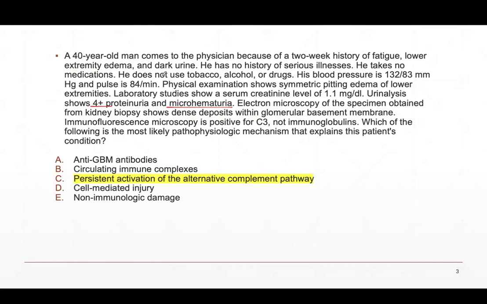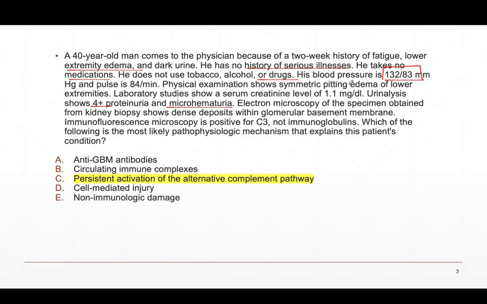So this patient has 4+ proteinuria and microhematuria. And before we get to the labs, let's go to the history. He has lower extremity edema. No history of serious illness. This is relevant, and we'll look at that in a minute. And no medications, also relevant, and we'll look at that in a minute. Any drugs? His blood pressure is high. This is also pretty important.